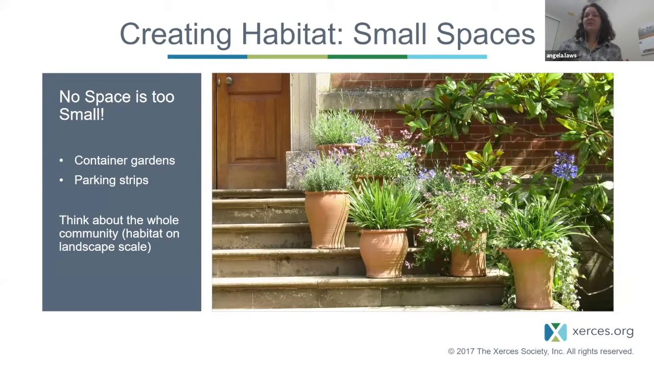So no space is too small, even if we don't have a yard. A container garden can make a difference. A parking strip can provide meaningful habitat and resources for pollinators. And the thing is to think about this on the community scale, the landscape scale. It's not just my garden. I mean, my garden matters, but what matters is that my neighbor has a garden, and the neighbor across the street, and there's one at the park.